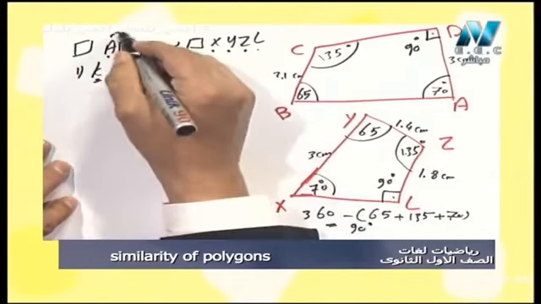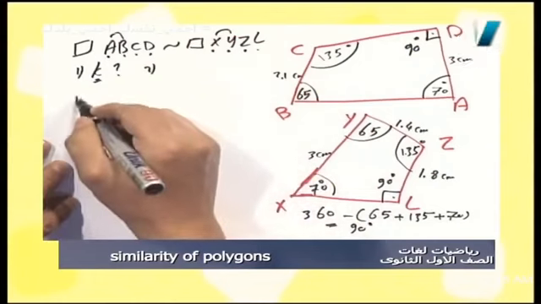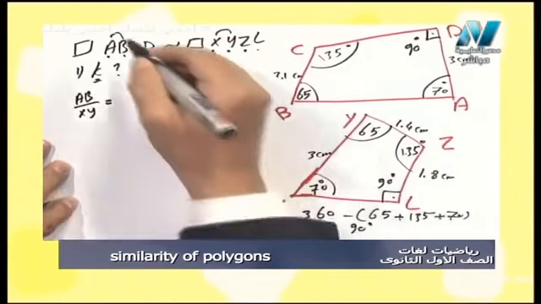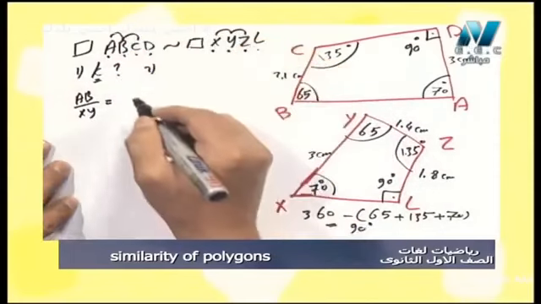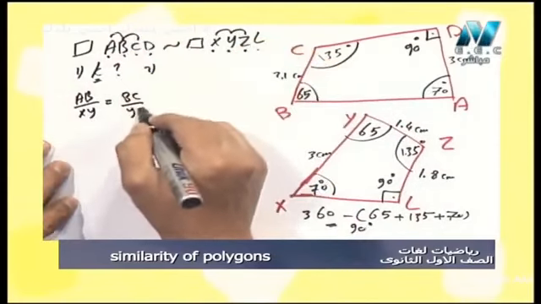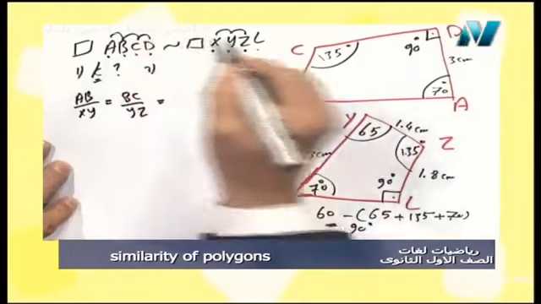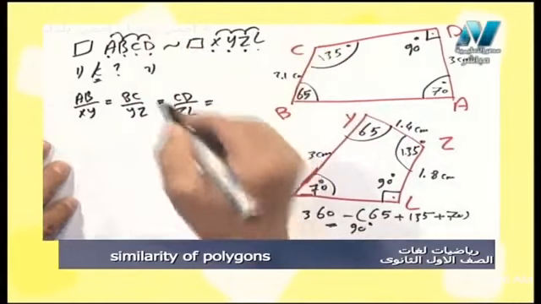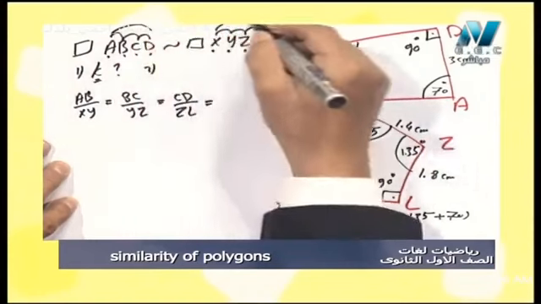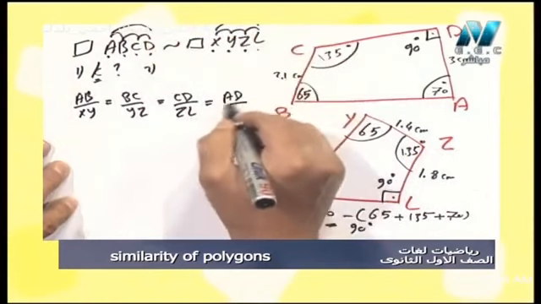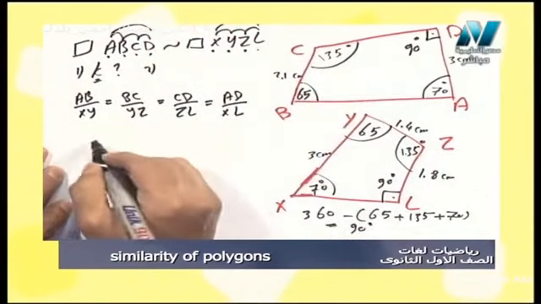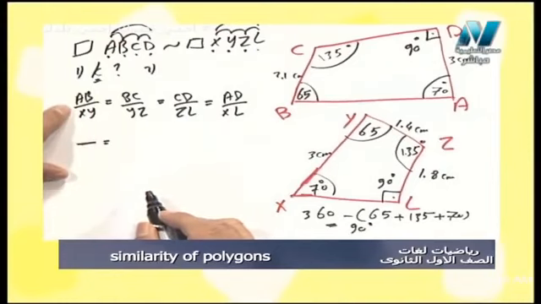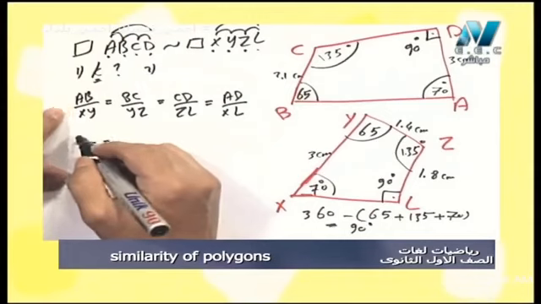Let's move to AB over XY equals BC over YZ equals CD over ZL, and finally AD over XL. And let's substitute the numbers. AB, we don't know it.